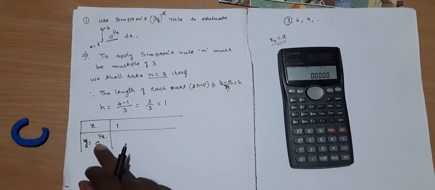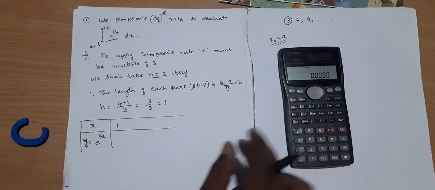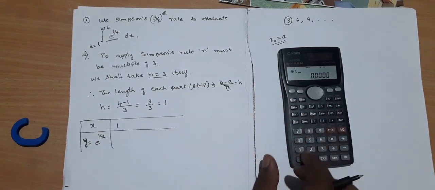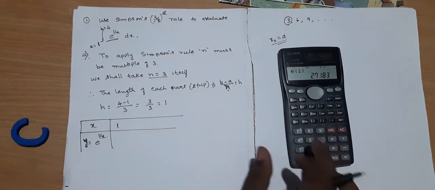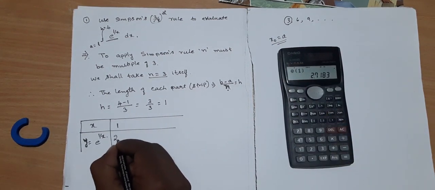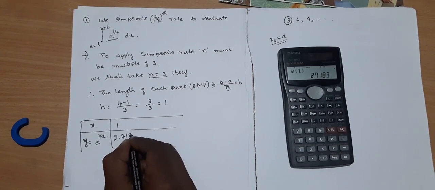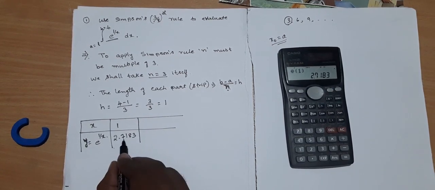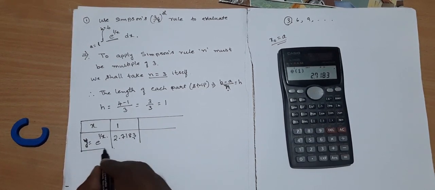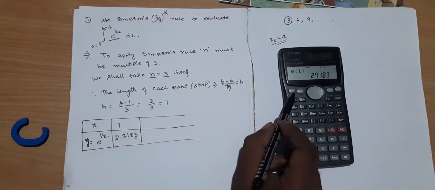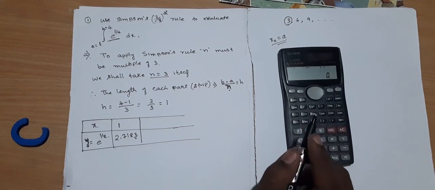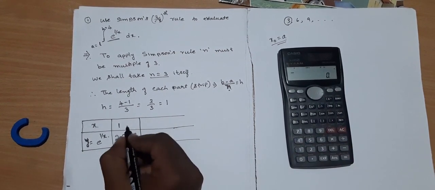So here, if you put x equal to 1, we get e to the power of 1. Shift e to the power of 1 is 2.7183. We'll get so many digits, so I'll fix it to 4 decimal points. First you have to fix the calculator to 4 decimal points. Remember that one.